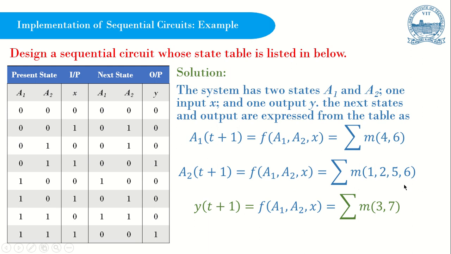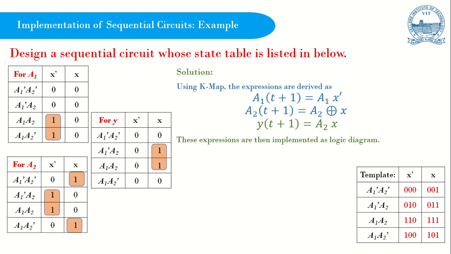So in this way, I identified the logical function for the next states and the output. But I need this in the form of a Boolean expression for the real-time implementation. So from the table, how to get the equation? As usual, we'll go with the K-map procedure. So we'll be taking the K-map for A1, A2 and Y.